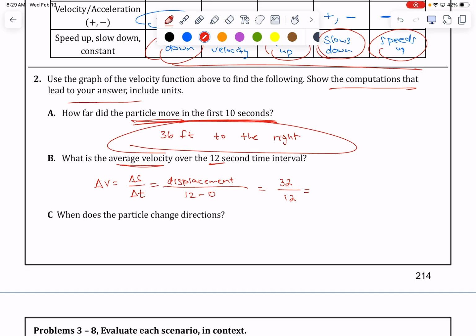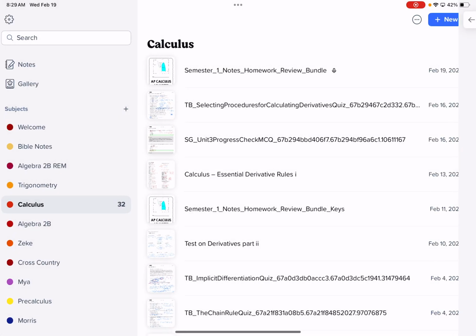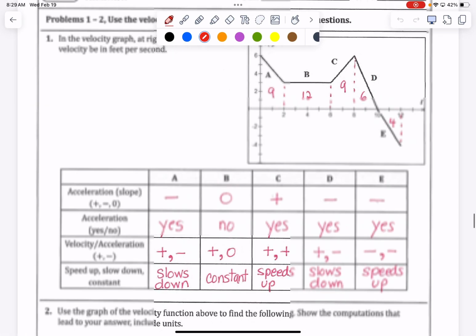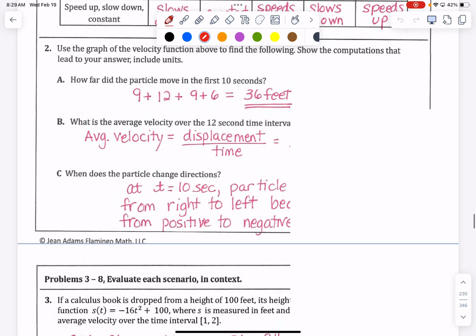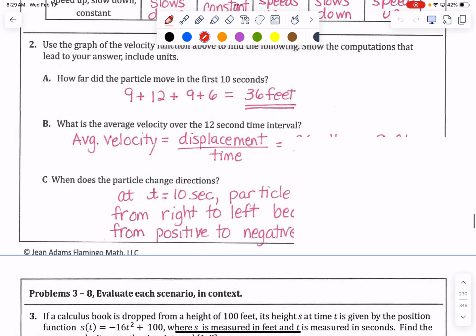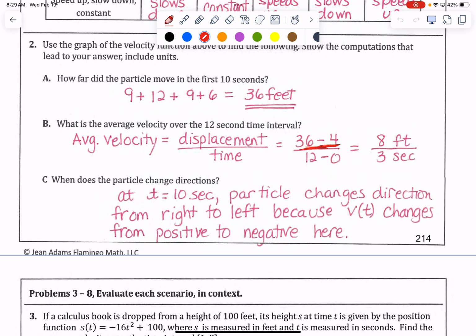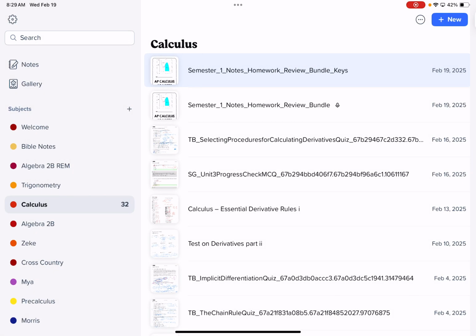What does that reduce to? I don't know. 4 goes in the denominator, so 8 over 3. 8 over 3 feet per what? 8/3 feet per second. Yeah, so look at this. You can see that. So look, displacement, see here in the answer key. You have to subtract that 4 off. Yeah. Okay.